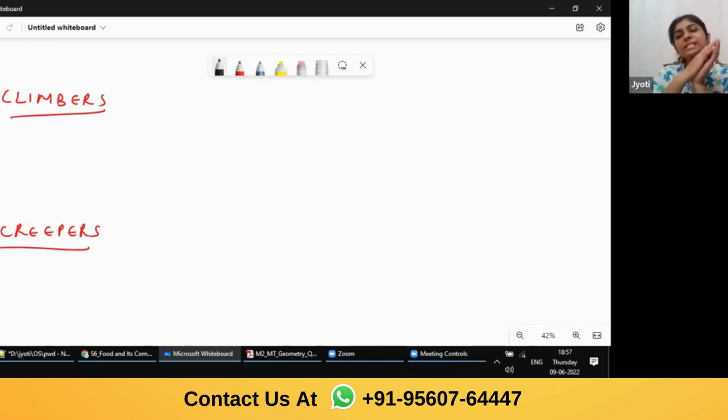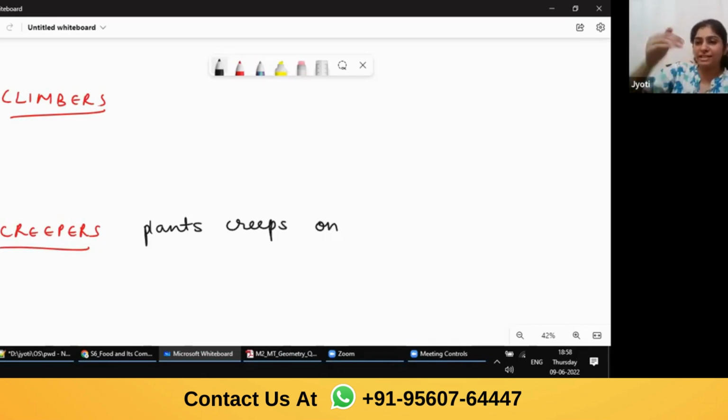If their stem is weak, what will happen? They will also fall down like us. So in both climbers and creepers, what happens? Their stem is weak. So what happens if their stem is weak? Creeper means the stem is weak, so this plant creeps on the ground. Creeping on the ground means like a snake. How does a snake move? Like this it moves. Yes, it is creeping on the ground.